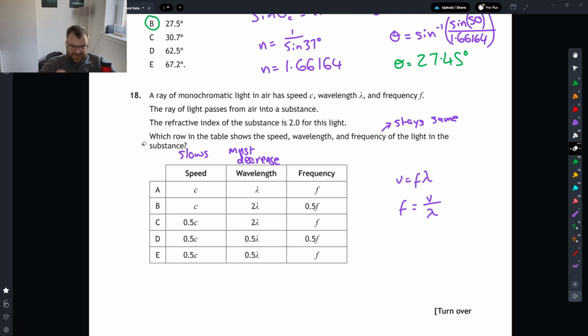We start off with just C as the speed, so we have to have less than that. So C, D, or E have half of that. Wavelength would need to be a half as well, and then the frequency would have to stay the same. So whatever happens to the speed, if the speed decreases, the wavelength has to decrease. If the speed increases, the wavelength has to increase. So yeah, frequency staying the same is what helped me.